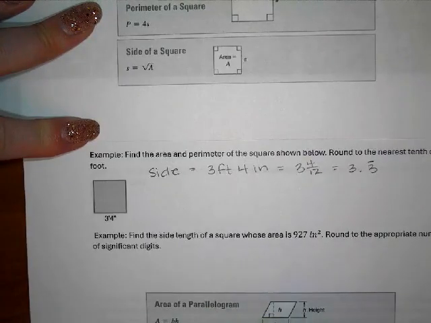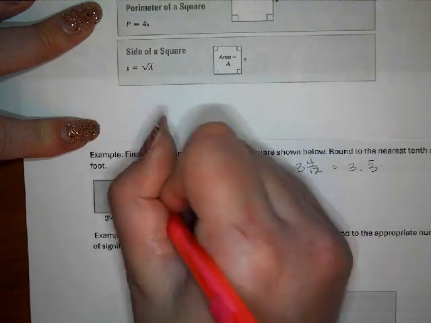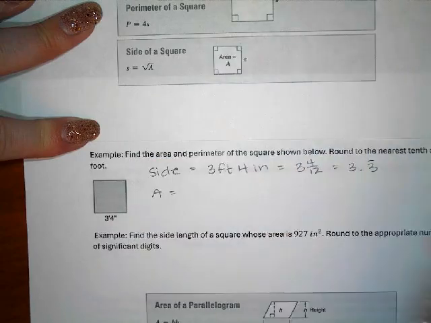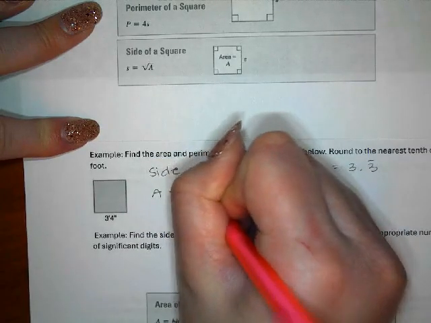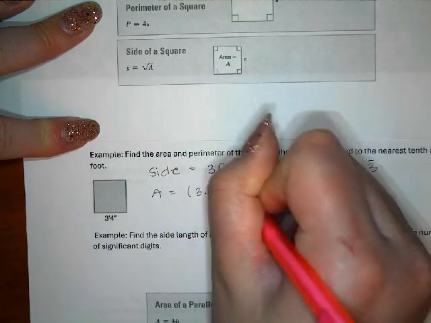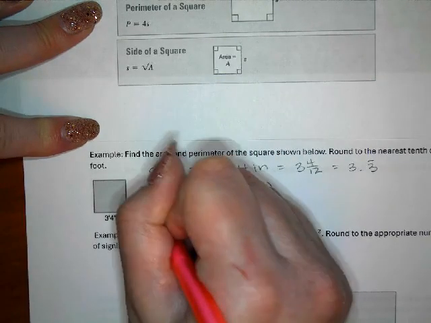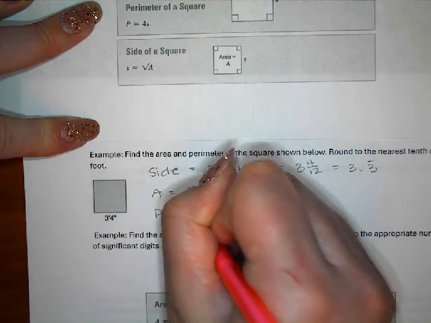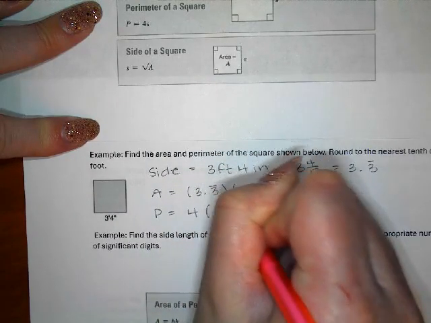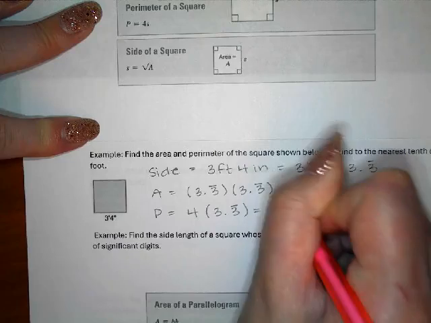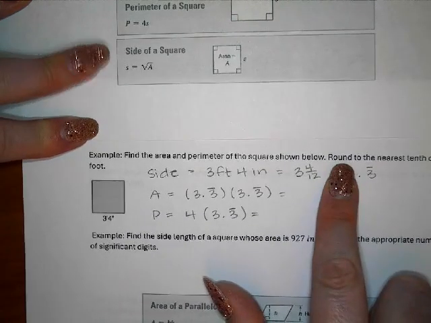So it says for area, I'm going to do side times side. So 3.3 repeating times 3.3 repeating. And then for the perimeter, it says 4 times the side. So 3.3 repeating times 4. And it says round to the nearest 1/10 of a foot. So that's 1 decimal place.